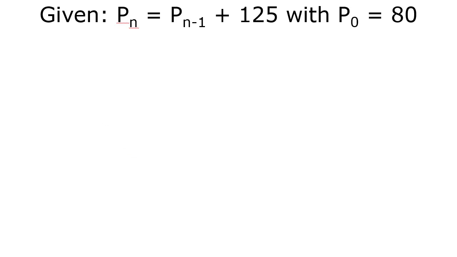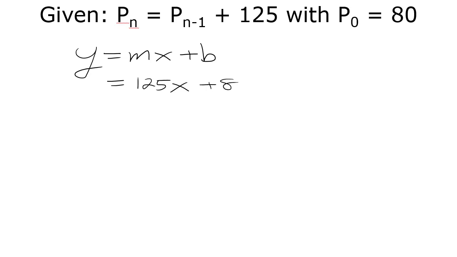And so when we are given this type of equation, we can immediately rewrite it in terms of the y equals mx plus b form. So we can switch it over to something that we're a little bit more familiar working with, rather than trying to do this whole recursive thing, knowing that our slope is the amount of stuff that we're adding in each time. So we've got 125x, and then our starting amount, our 80, is our b.